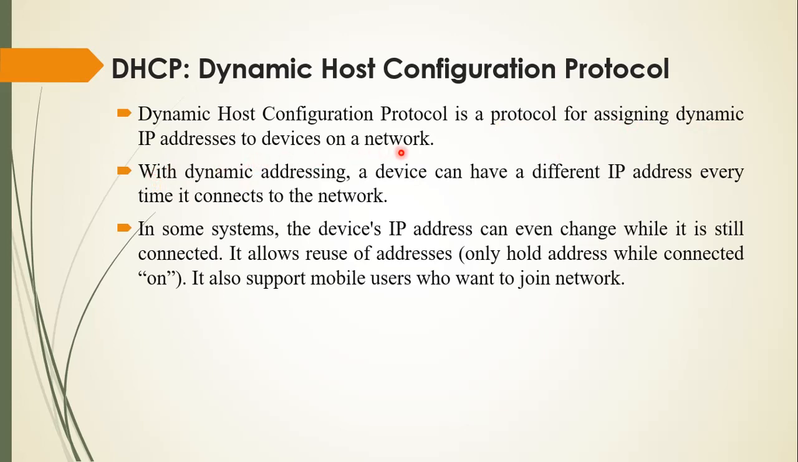So on a network we have devices and we have to provide them IP addresses. DHCP is a protocol for assigning dynamic IP addresses to devices on the network. On a network we have multiple devices and we are providing them an IP address. So for that DHCP is used.